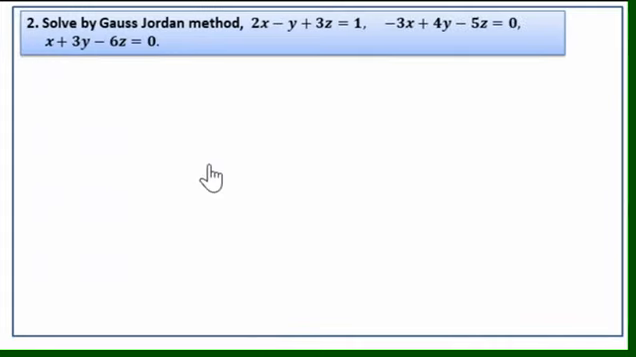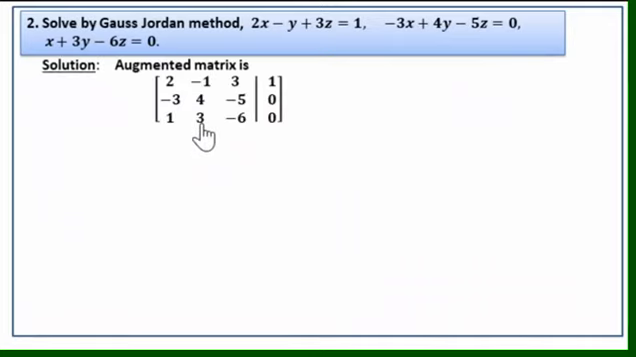Next problem, solve by Gauss-Jordan method. 2x - y + 3z = 1, -3x + 4y - 5z = 0, x + 3y - 6z = 0. So first write the augmented matrix: 2 -1 3 1, -3 4 -5 0, and 1 3 -6 0.